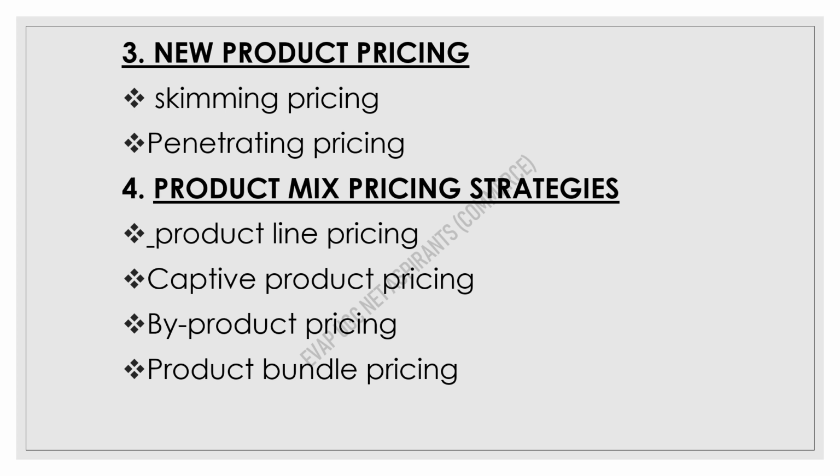Product bundle pricing means the price fixed for a particular bundle, that is, bundles may be available, right? For example, if we take a vegetable basket, the total price for that whole vegetable basket is called product bundle pricing.